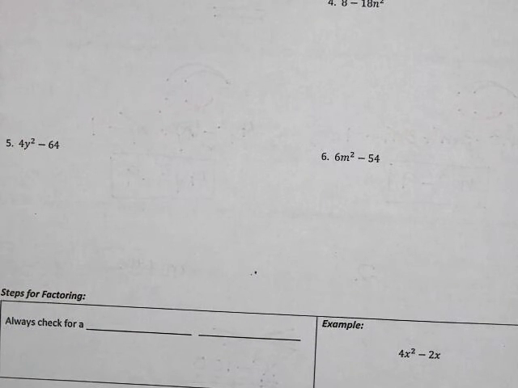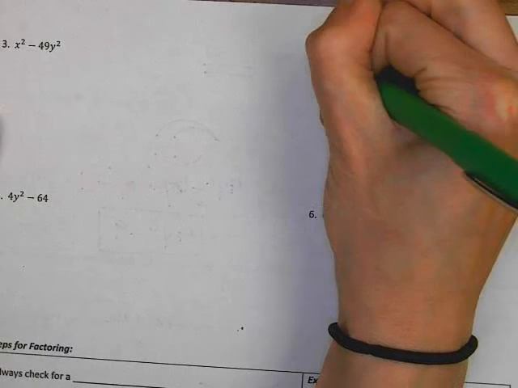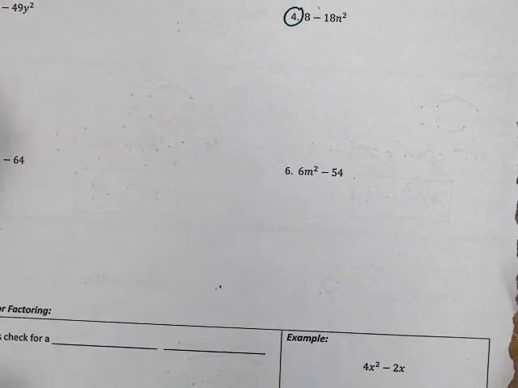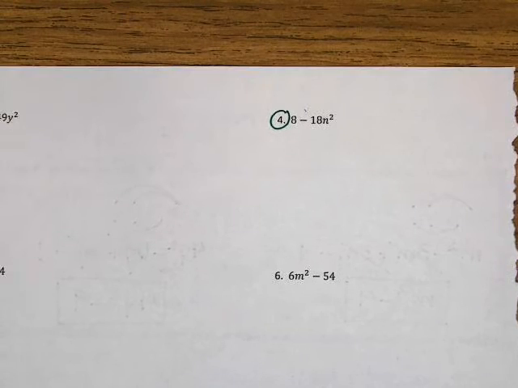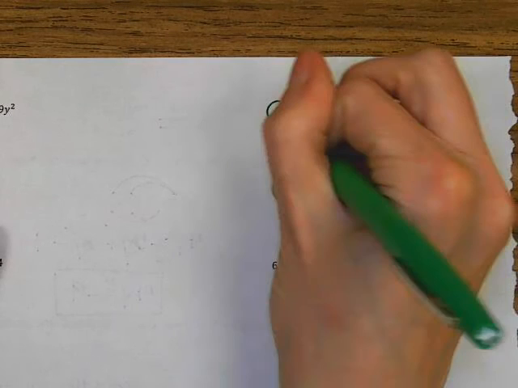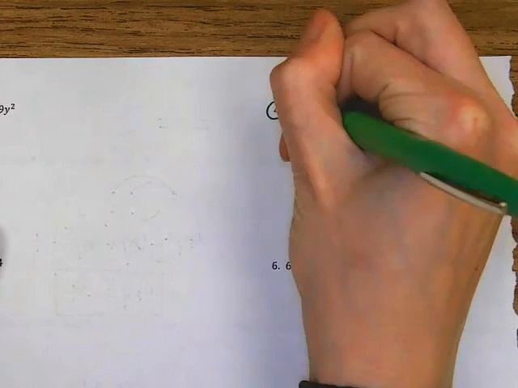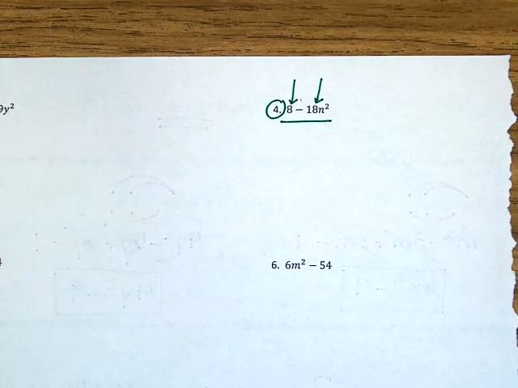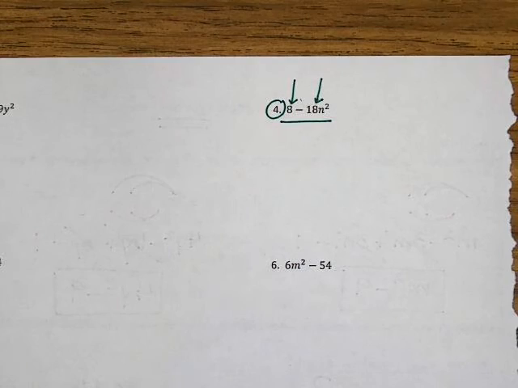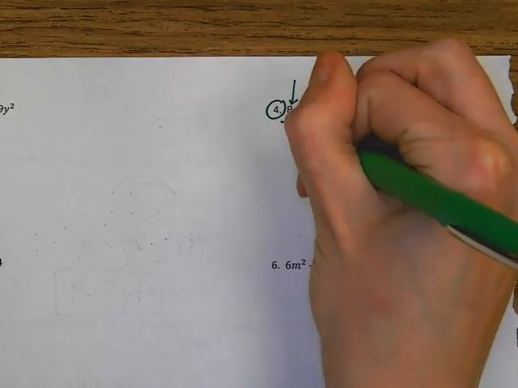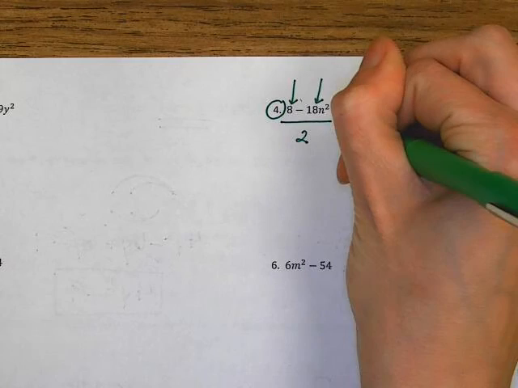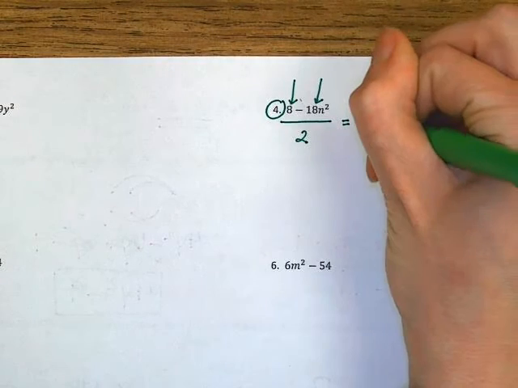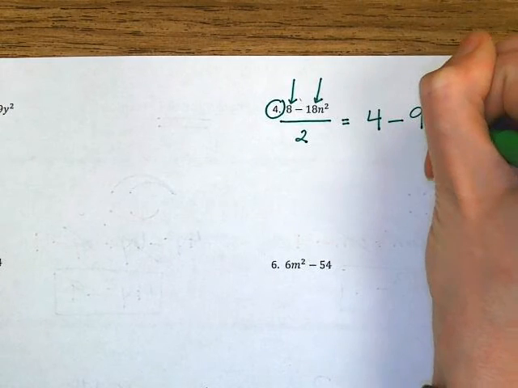Sometimes you guys have to pull out a GCF first. For example, number 4. If you notice, 8 and 18 are not perfect squares. So first we have to divide out a GCF. So what's the GCF of 8 and 18? What's the biggest number that divides into 8 and 18? And it's 2. So go ahead and pull out a 2. We're going to divide out a 2. And now we're left with 4 minus 9n squared.